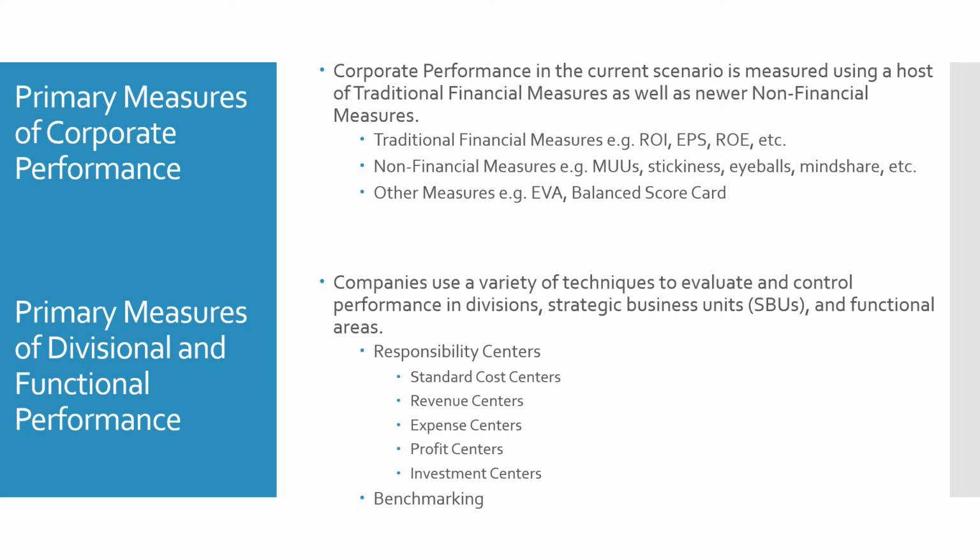Then we also have earnings per share or EPS, which involves dividing net earnings by the amount of common stock, or we have return on equity, ROE, which involves dividing net income by total equity. Other than these, there are a lot many traditional measures which may be used.